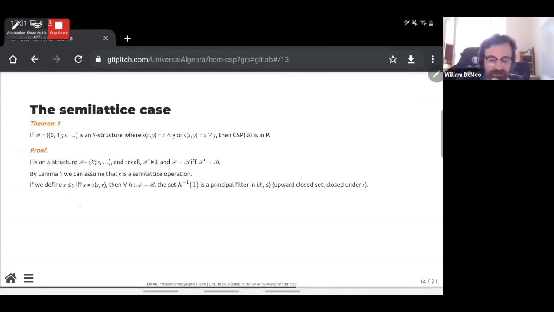Okay, X less or equal to Y if and only if X is equal to S of X, Y. Then for all H from A to B, the inverse under H of one is a principal filter in this structure with less or equal, right? So a principal filter is an upward closed set that's closed under S.